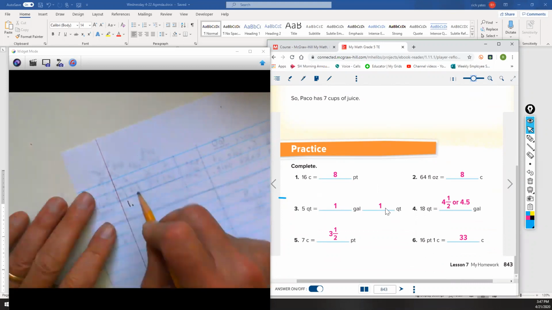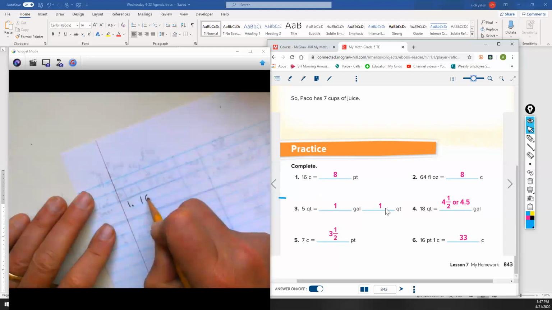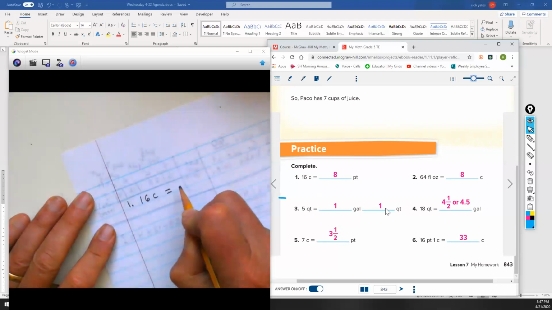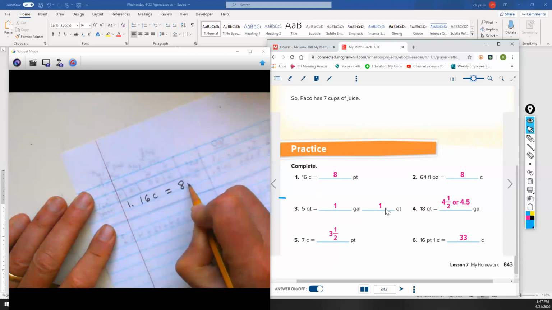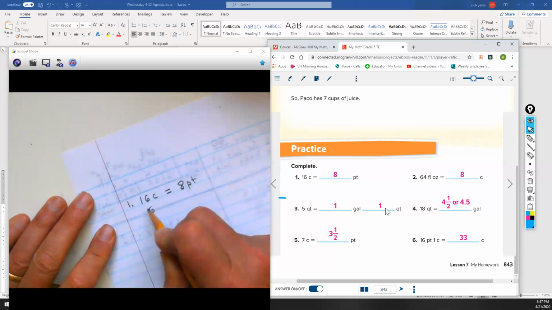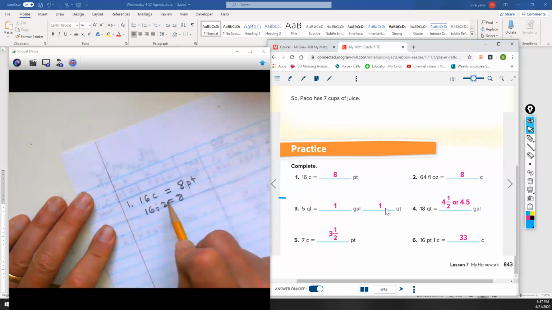For number one, I took 16 cups. And that's going to equal 8 pints. I just divided 16 divided by 2 to get my 8. The 2 is the number of cups that are in 1 pint.